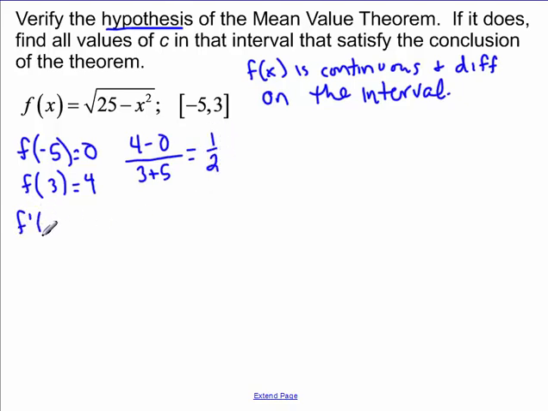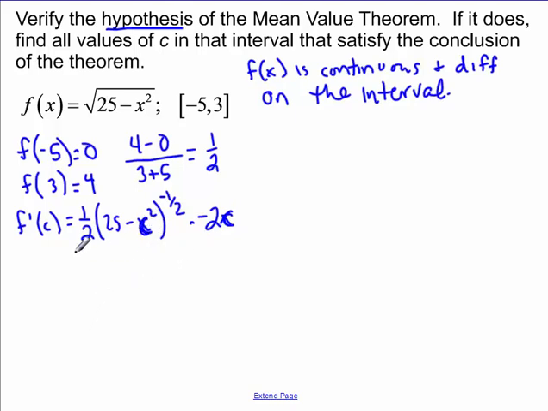Our derivative at some point c is this equation: 1/2 times (25 minus x squared) to the -1/2 power. Don't forget the derivative of the inside, that's -2x, or -2c, because I've changed my variable. I'm looking for some c.